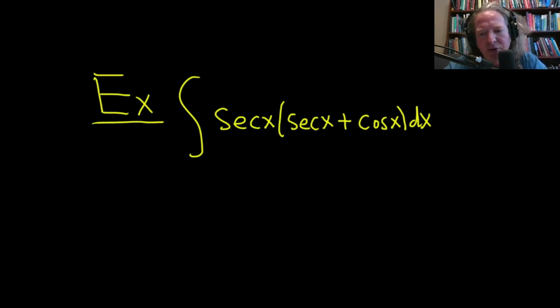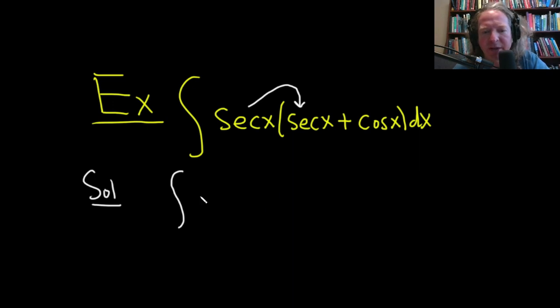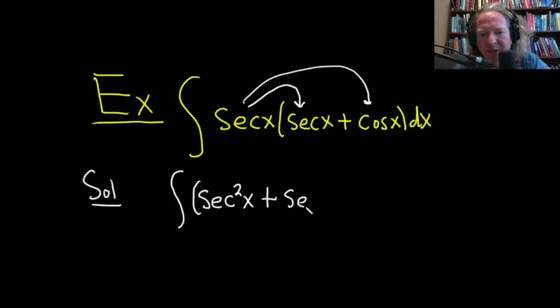Okay, let's go ahead and try to integrate this. We have the integral of secant times secant of x plus cosine of x. So to do this, a good first step might be to just distribute the secant and see what happens. So we have our integral sign here. And then secant times secant is going to be secant squared of x, and then plus secant times cosine is going to be secant times cosine. And then we have our dx here.